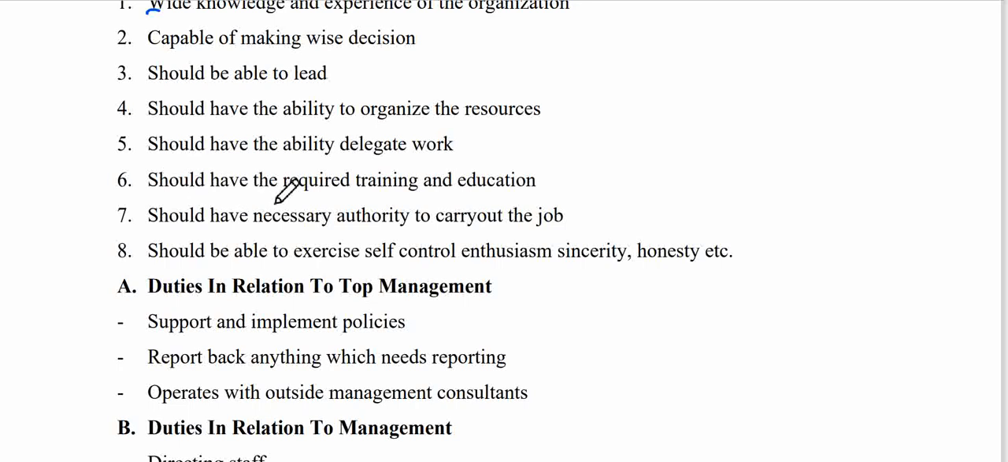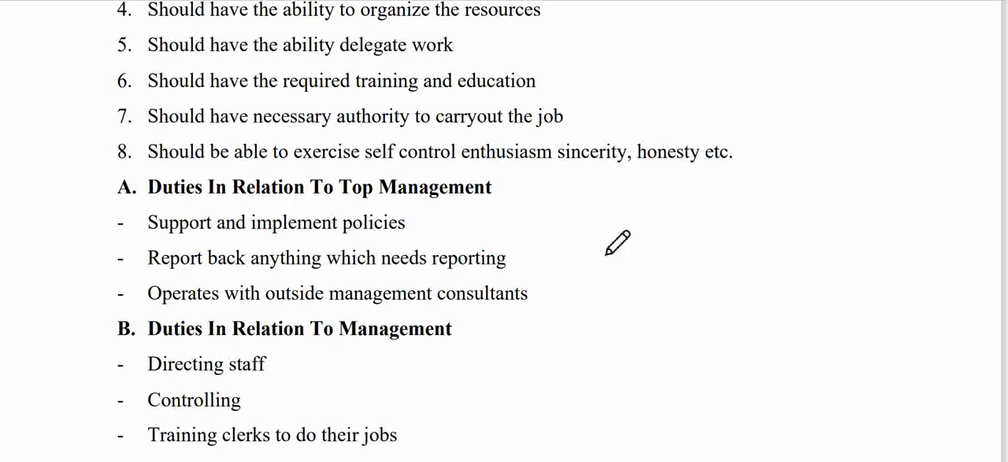Should have the required training and education, should have the necessary authority to carry out the job, should be able to exercise self-control, enthusiasm and sincerity, honesty, etc. You don't need a liar to be a manager, because he is going to be in charge of the business, coordinating the employees and the employers. So that person needs to be somebody who is very honest.